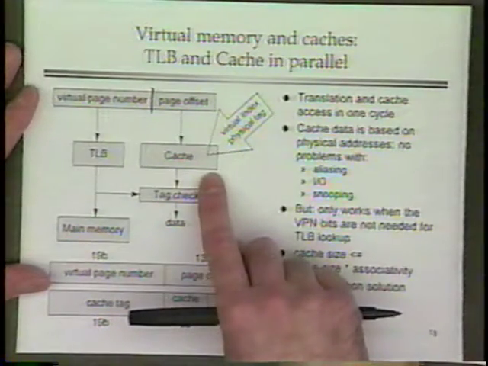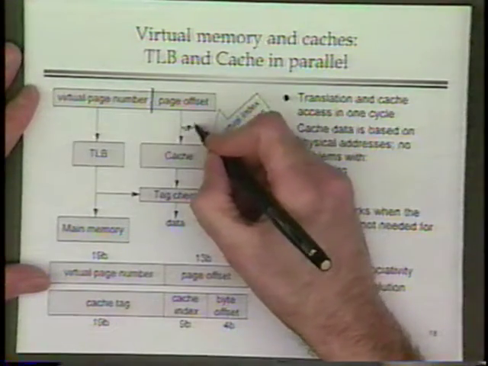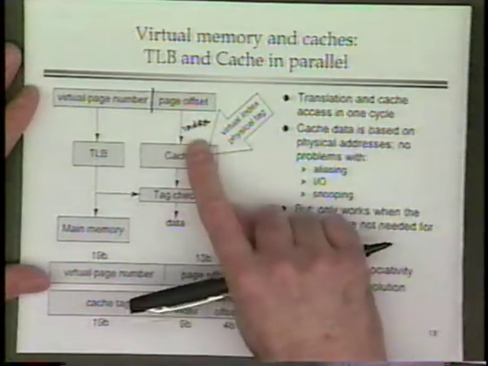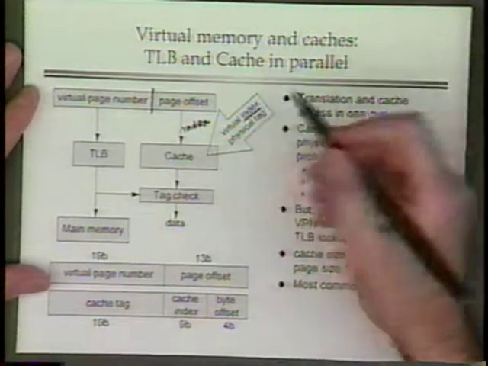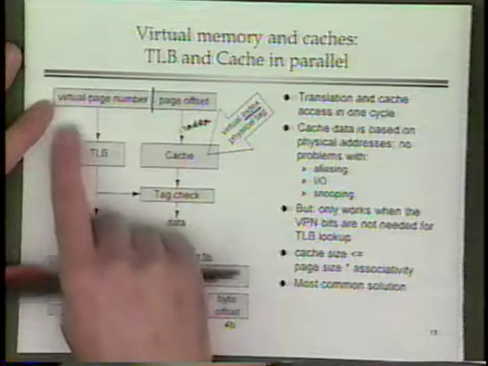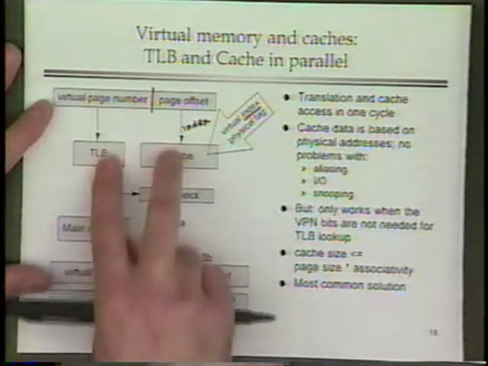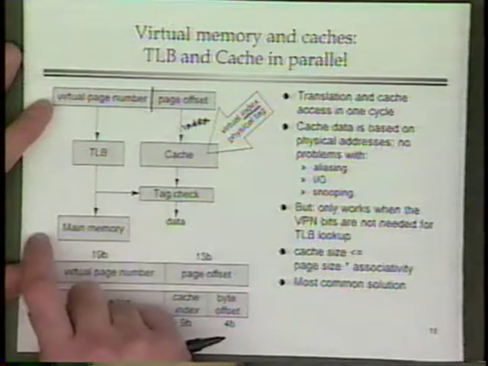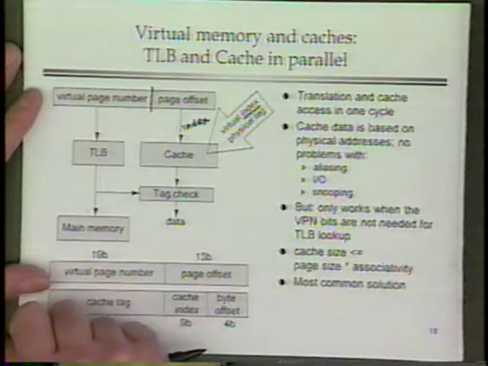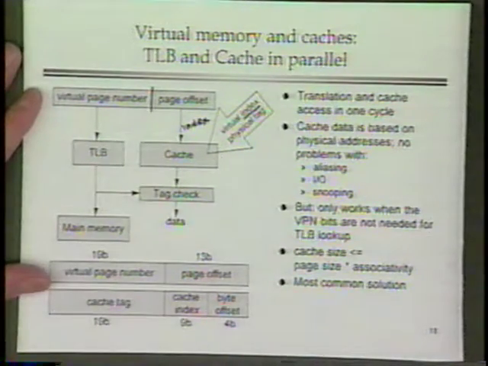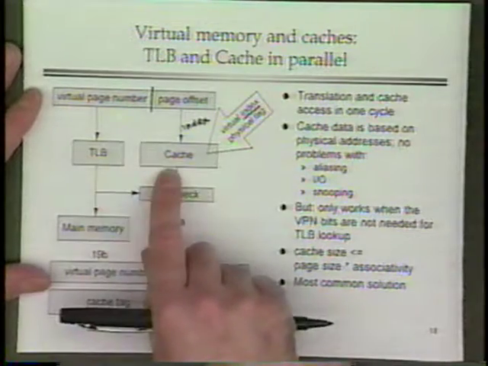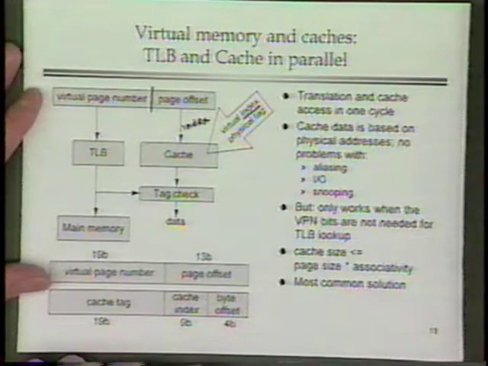doing the lookup in the cache based on this cache index, which is a virtual address, at the same time that we're sending the virtual page number through the TLB to get translated. And these are operations that roughly take the same amount of time. They're both a kind of memory lookup operation. This is probably certainly associative. This may or may not be associative.